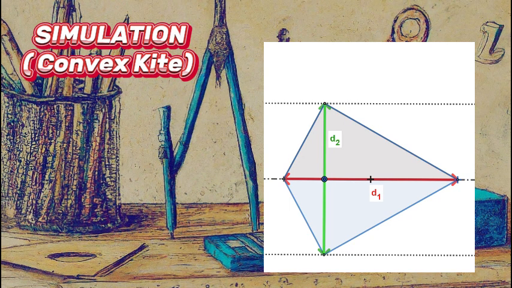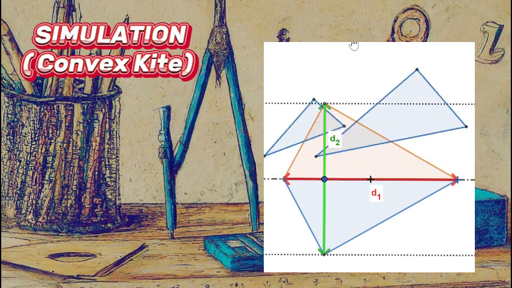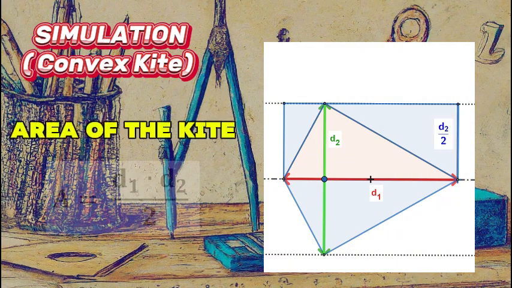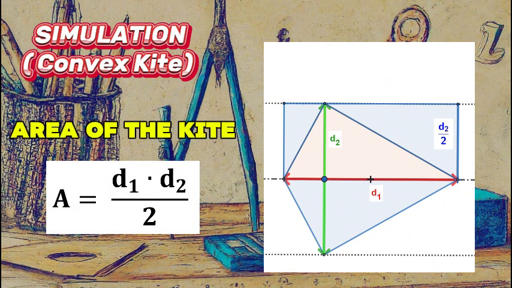Let's draw the diagonals D1 and D2. D1 is the axis of symmetry of the kite. Now, if we duplicate the lower triangle like this, we can see a rectangle appear above the axis, and it has exactly the same area as the kite. Remember, the area of a rectangle is length times width. So here that's D1 multiplied by half of D2.